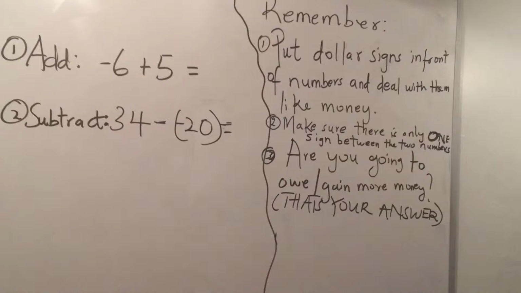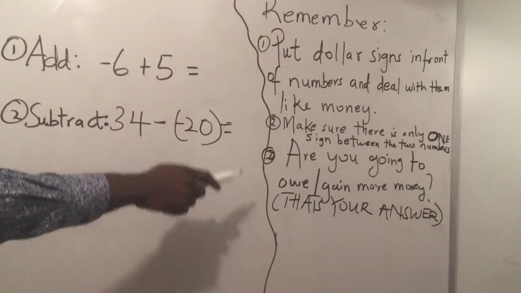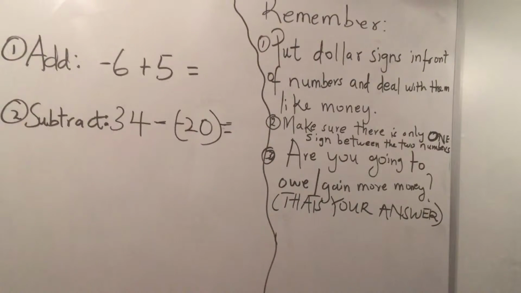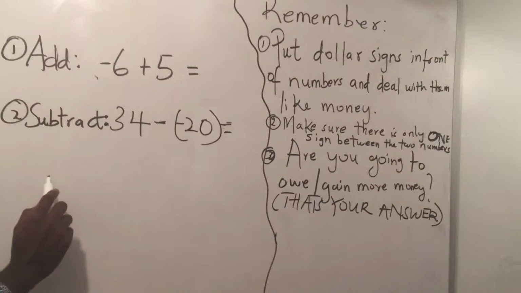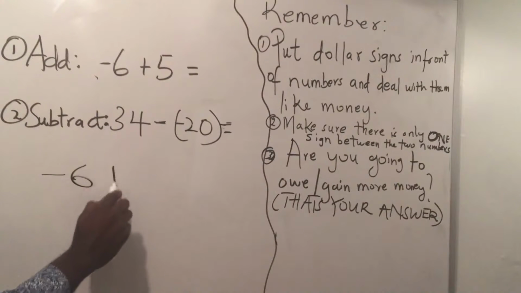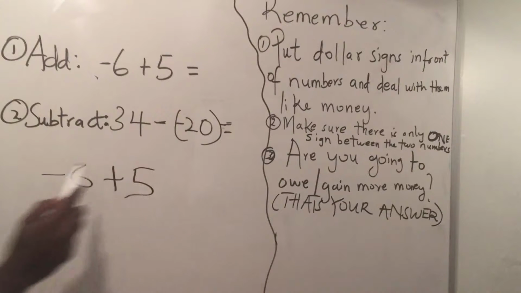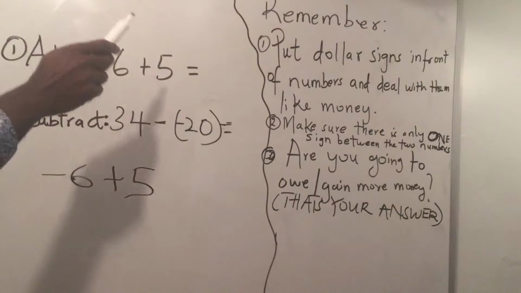Alright, now let's learn about integer addition and subtraction. Whenever you're adding or subtracting integers, I want you to remember those 3 points right there. So let's say the first one right here: -6 plus 5. We're gonna follow the 3 steps right there.